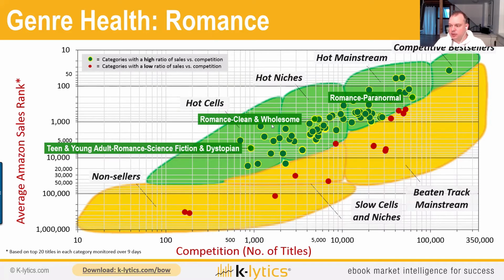So as an example here, something like clean and wholesome romance, somewhere here, compare that with paranormal romance, which is like a supermarket. It's one of the highest selling romance markets. It's in fact hot mainstream. Hot mainstream meaning the sales are even better, but so is competition. You see, competition is around 80,000 titles in just that one umbrella category.